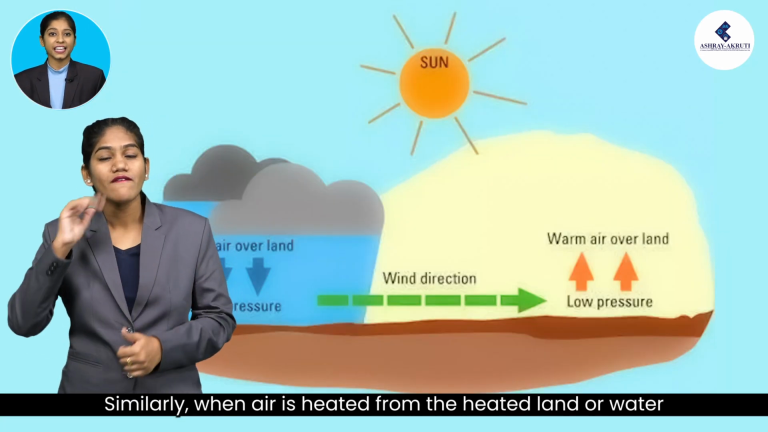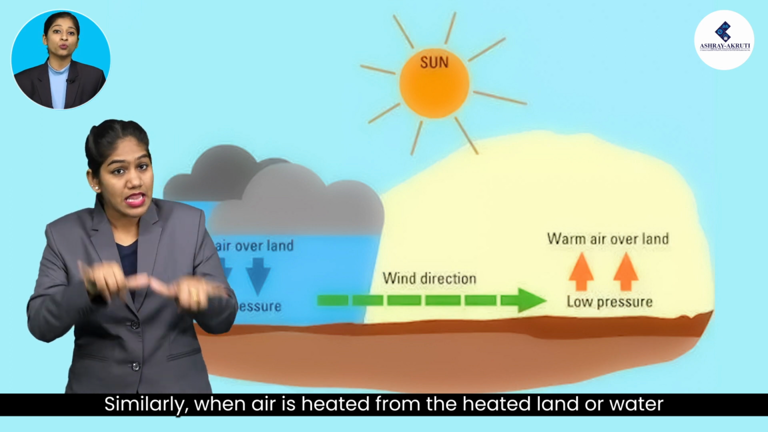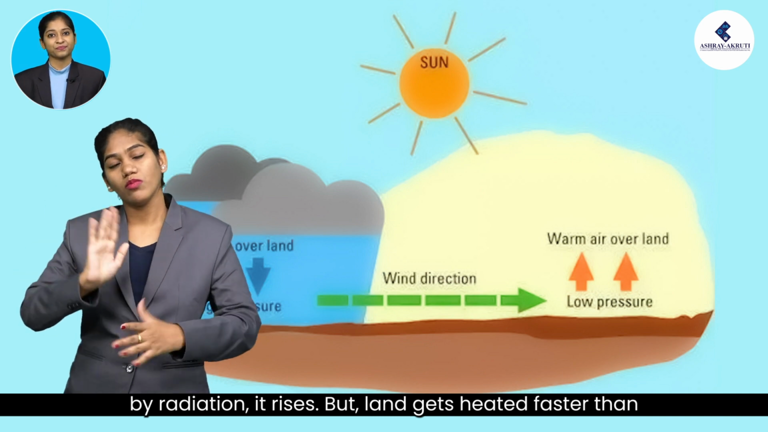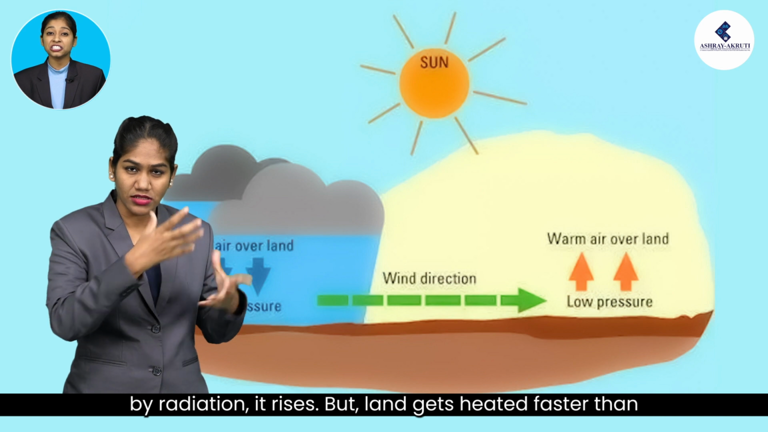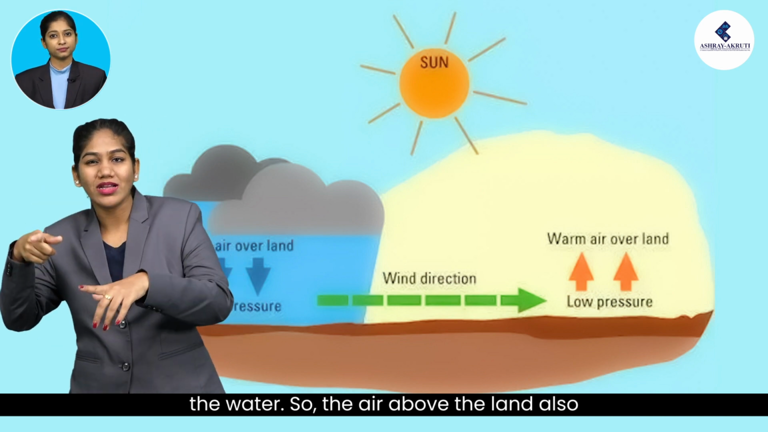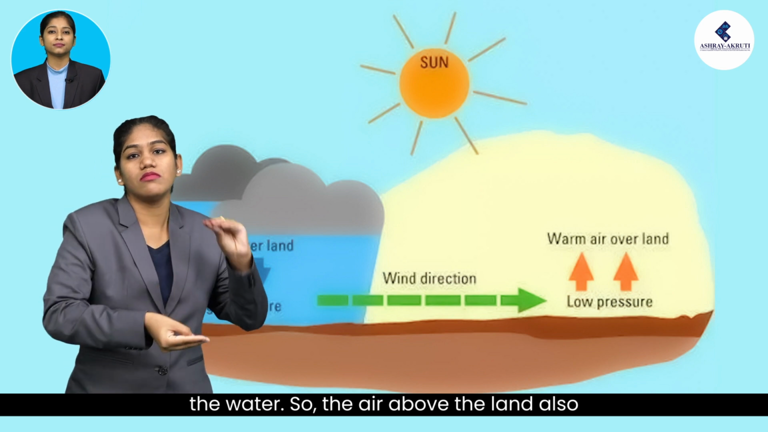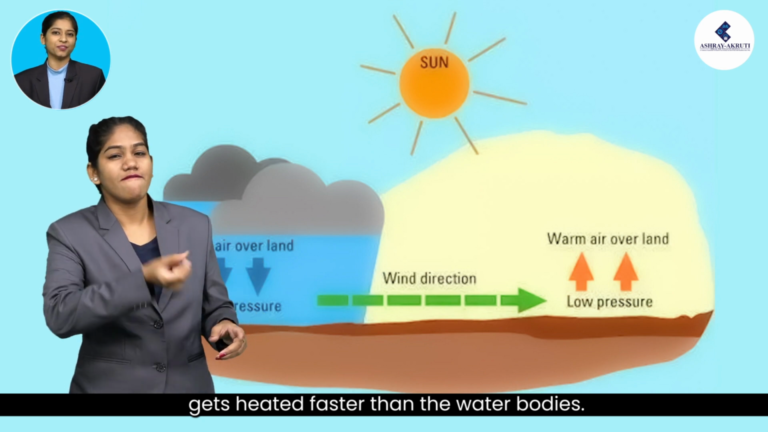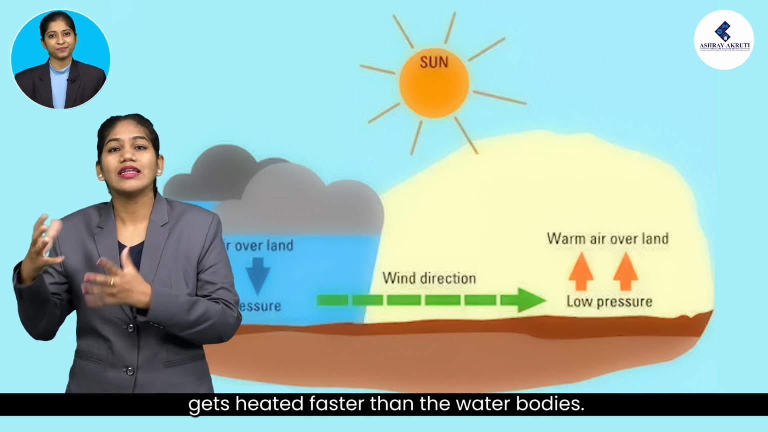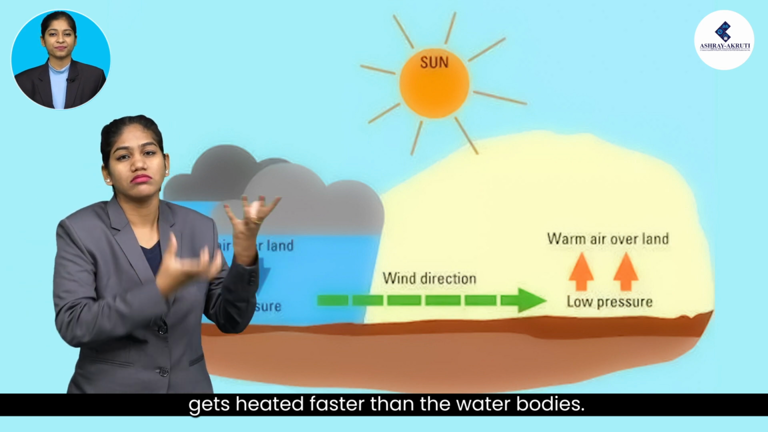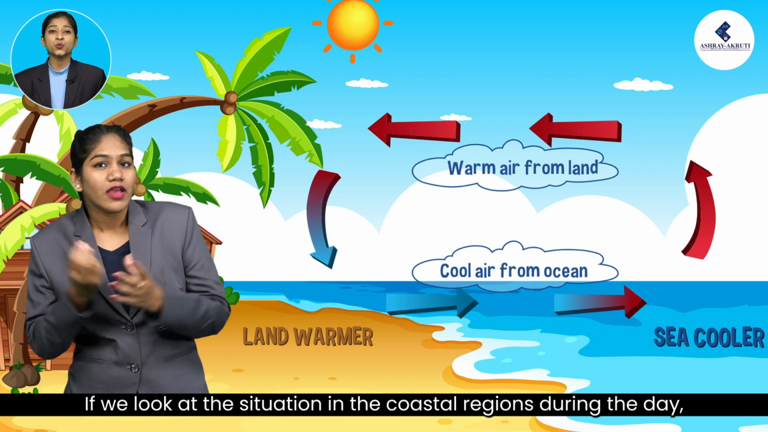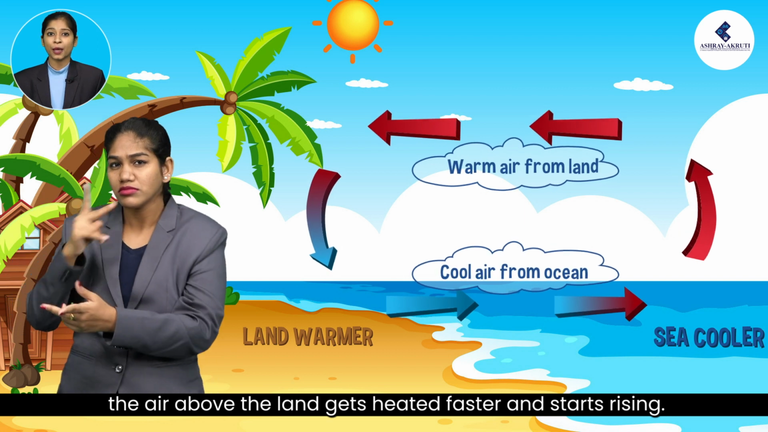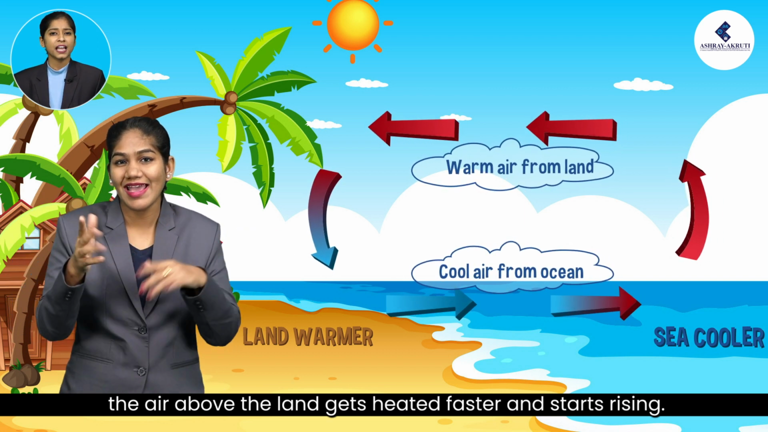Similarly, when air is heated from the heated land or water by radiation, it rises. But land gets heated faster than the water. So, the air above the land also gets heated faster than the water bodies. If we look at the situation in the coastal regions during the day, the air above the land gets heated faster and starts rising.